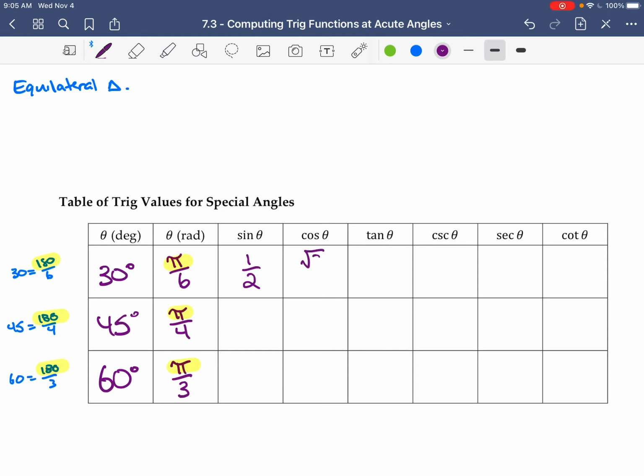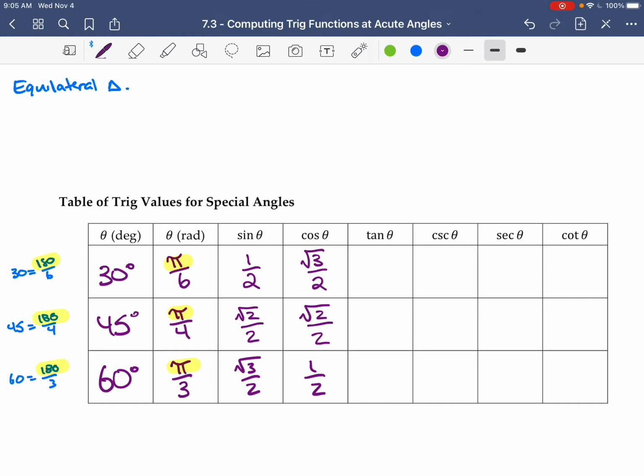Cosine was root 3 over 2. For 45, they were both root 2 over 2. And for 60, it's flipped. So this one is root 3 over 2, and this one is 1/2.